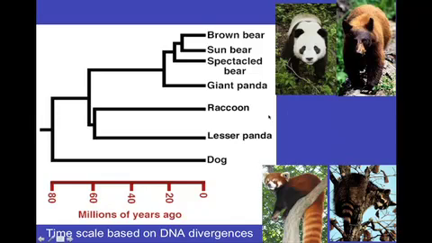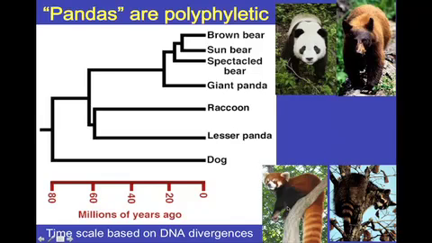It was people who gave this word to this animal and called it a panda, and it was people that gave this word to this animal and called it a panda. But that's a bear, and that's a kind of raccoon. Okay, so pandas are polyphyletic.